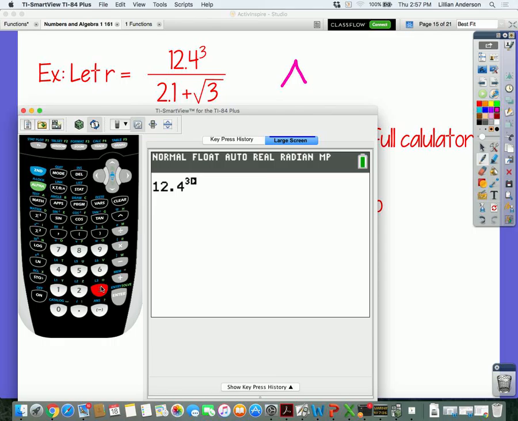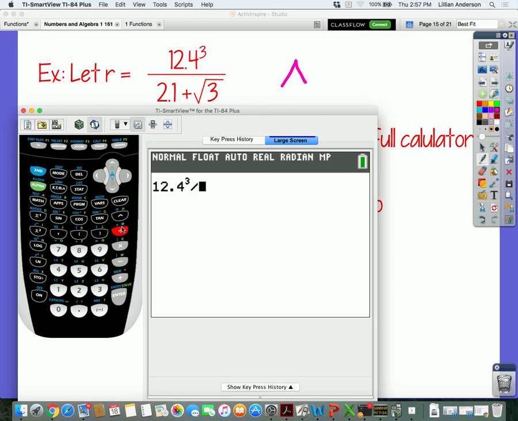The only issue with doing it this way is that you have to press the right arrow button over to get out of the exponent. Okay? If you have the one that's over here on the screen, you don't have to worry about that. You just keep typing. Now we're going to divide it by 2.1 plus the square root of 3. Now we want the calculator to divide that entire numerator by the entire denominator. So what do I need to put? Parentheses. You've got to put parentheses around the entire denominator.